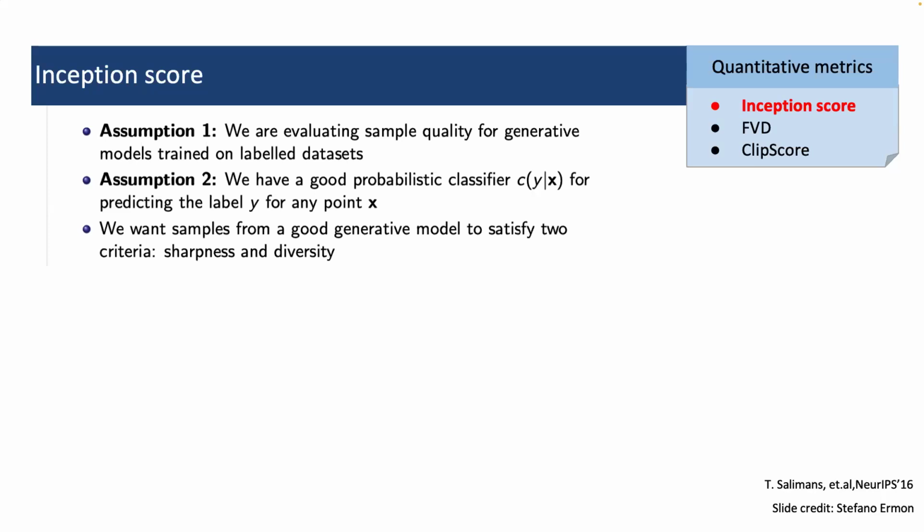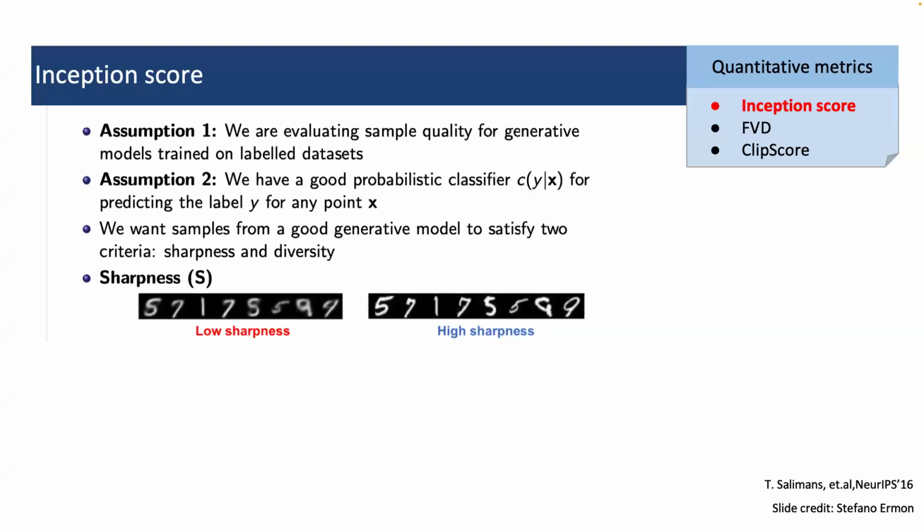Given these assumptions, the goal is to have the generations satisfy two criteria. One is sharpness and diversity. As a running example, let's look at the MNIST dataset. It's a collection of images with digits running from 0 to 9. If an image is sharp, then it becomes easy for a classifier to predict the digit in that particular image. So the classifier would have a higher confidence in classifying that image. So higher sharpness implies higher prediction probability for the classifier, which means a peaky probability distribution along that particular class, which in turn means lower entropy in the probability distribution.